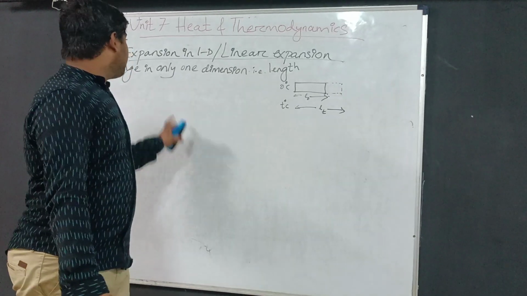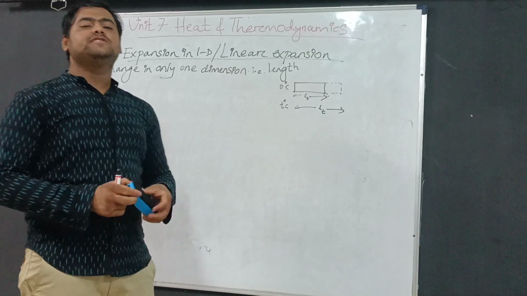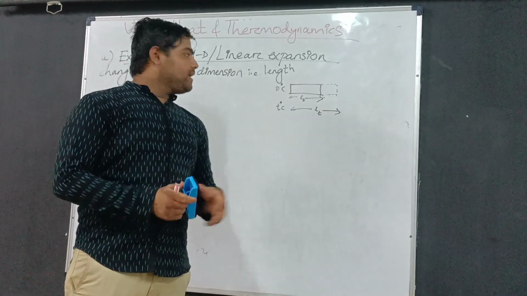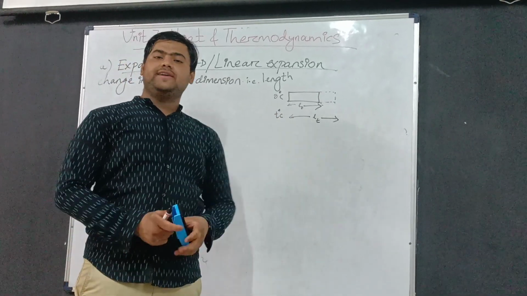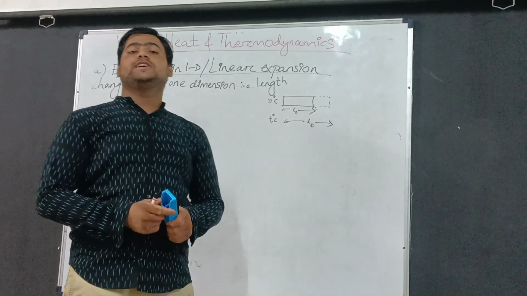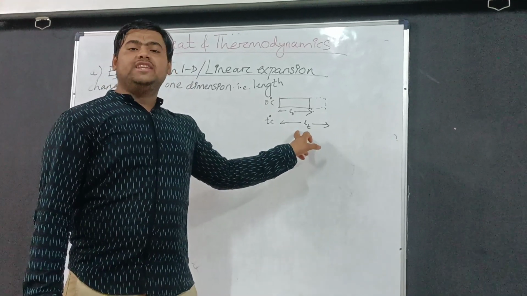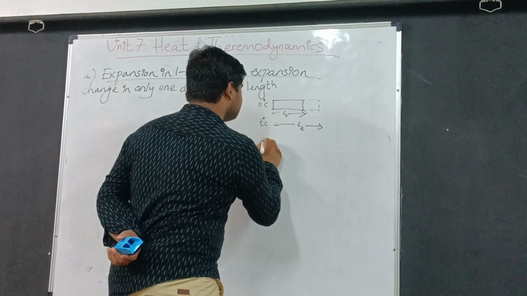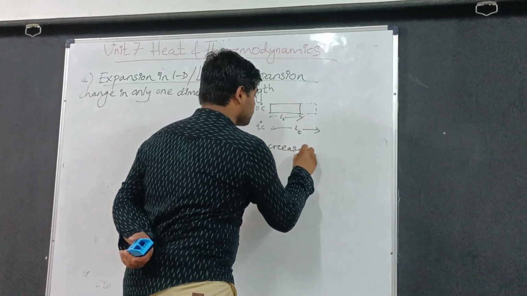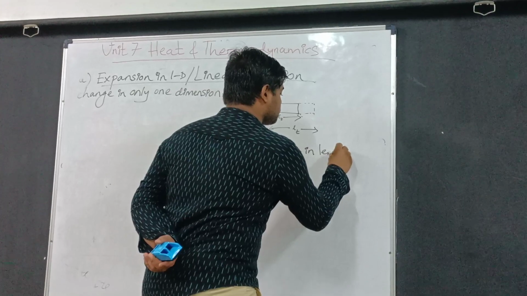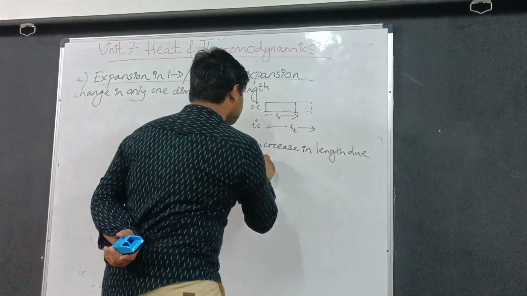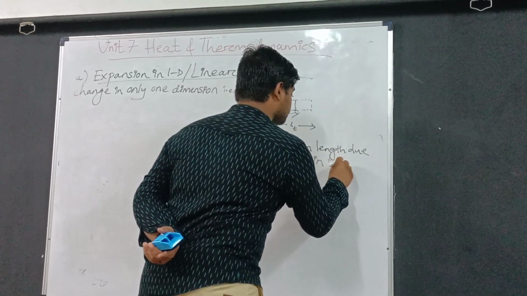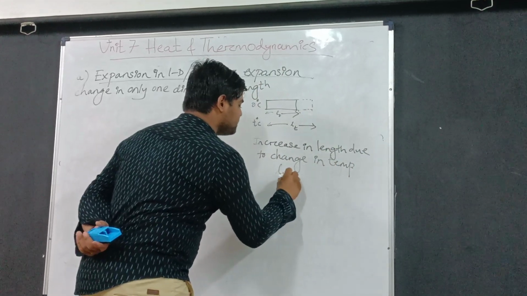In linear expansion, or expansion in one dimension, only one dimension changes, that is length. Consider a rod at 0 degree centigrade with L0 as its length. If you heat it to T degree centigrade, the rod undergoes expansion and LT is the length of the rod at T degree centigrade. So the increase in length due to the change in temperature will be LT minus L0.